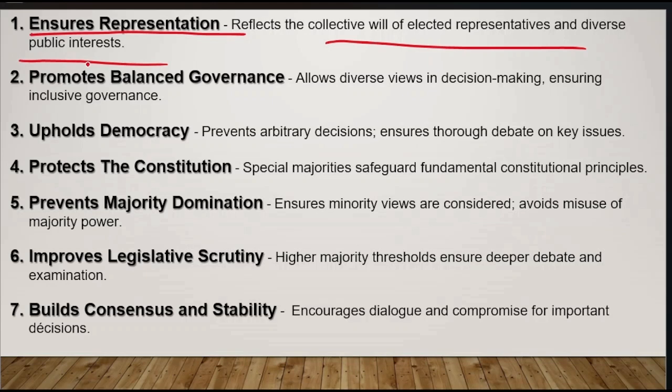Now, who is electing these representatives? Us. So that means indirectly we can say that whatever the representative has chosen, either he has chosen for the bill or the member has chosen against the bill, that means it is our interests. Understood? This is one reason. Next is promotes balanced governance.